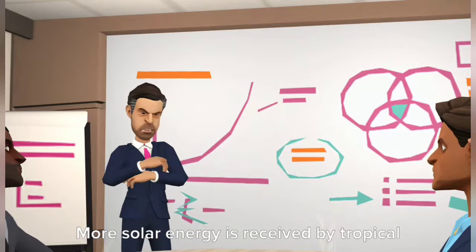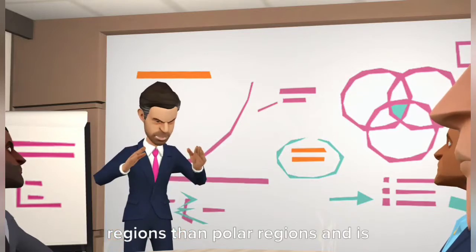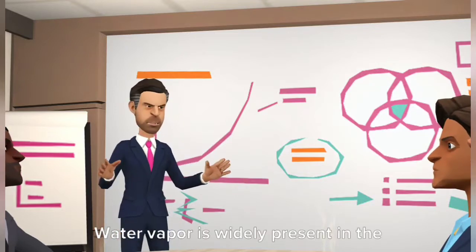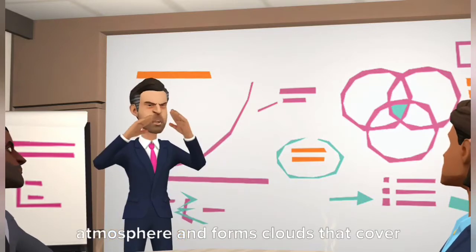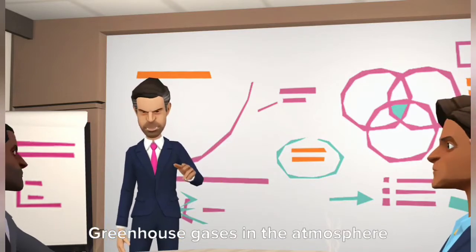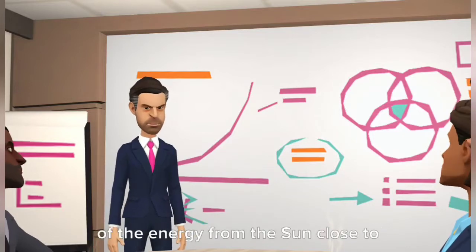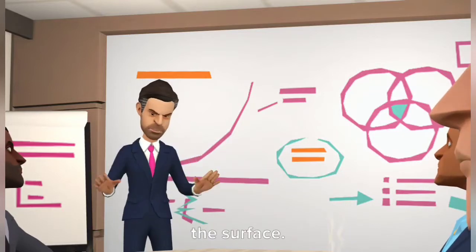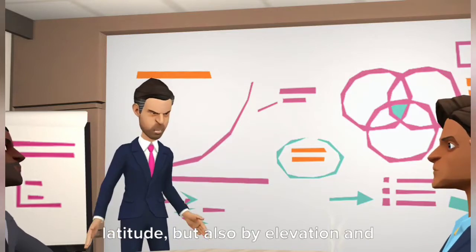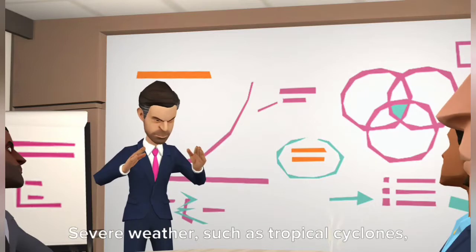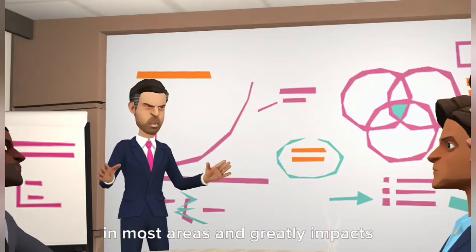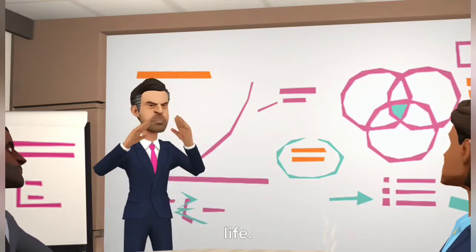More solar energy is received by tropical regions than polar regions and is redistributed by atmospheric and ocean circulation. Water vapor is widely present in the atmosphere and forms clouds that cover most of the planet. Greenhouse gases in the atmosphere like carbon dioxide, CO2, trap a part of the energy from the sun close to the surface. A region's climate is governed by latitude, but also by elevation and proximity to moderating oceans. Severe weather, such as tropical cyclones, thunderstorms, and heat waves, occurs in most areas and greatly impacts life.